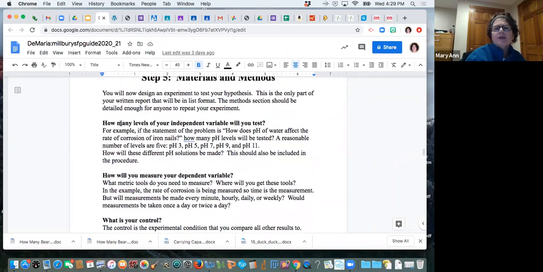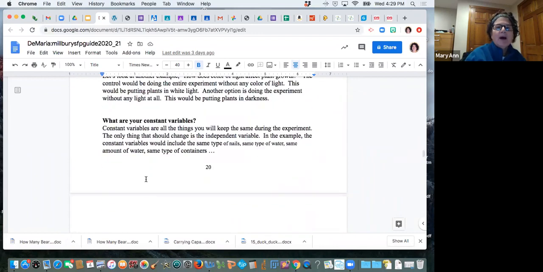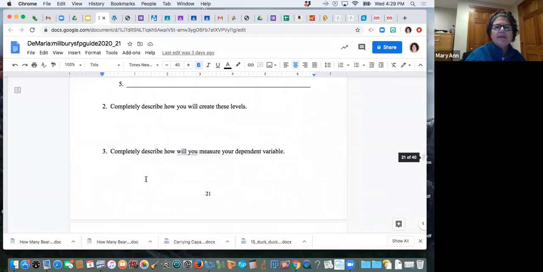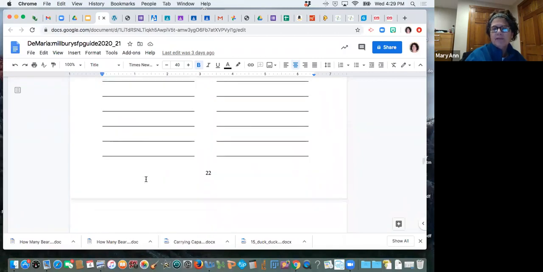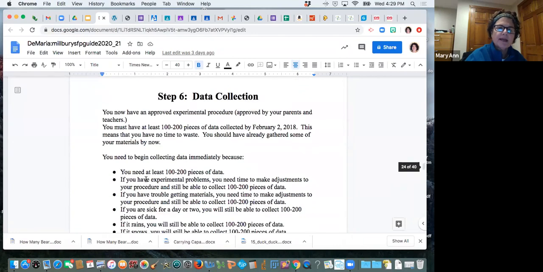So these questions are in this guide: how many levels of your independent variable will you test? How will you measure your dependent variable? What is your control? What are your constant variables? And the kids fill out this piece right here. They do it in their lab notebooks, even though this guide looks like it's a fill in the blank kind of guide. So I'm going back here now.